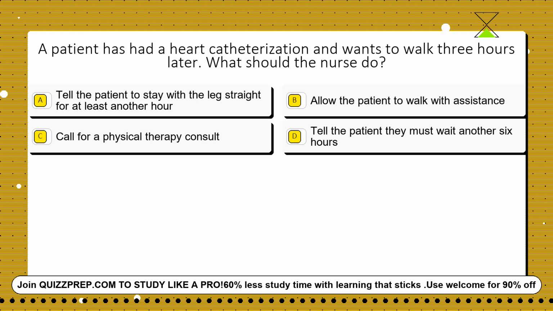What should the nurse do? Option A. Tell the patient to stay with the leg straight for at least another hour. Option B. Will allow the patient to walk with assistance. Option C. Call for a physical therapy consult. Option D. Tell the patient they must wait another 6 hours.